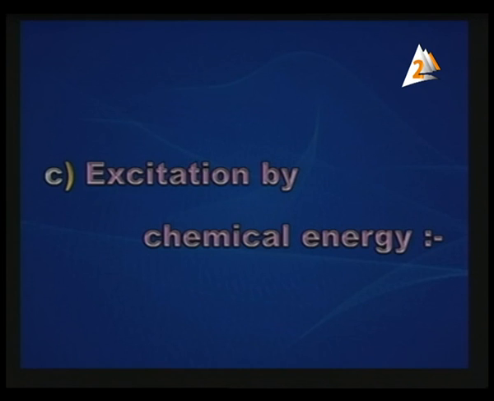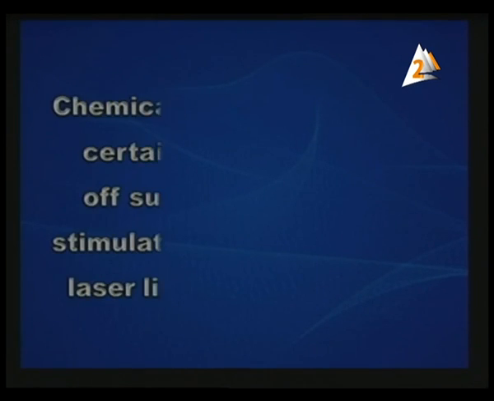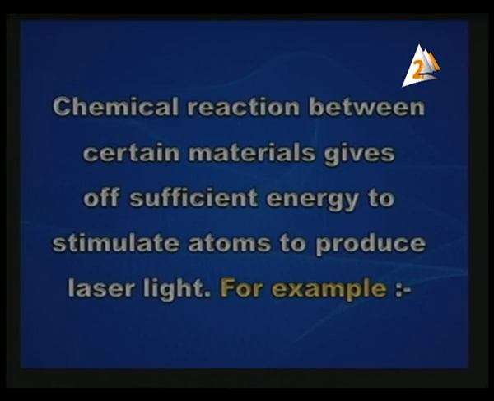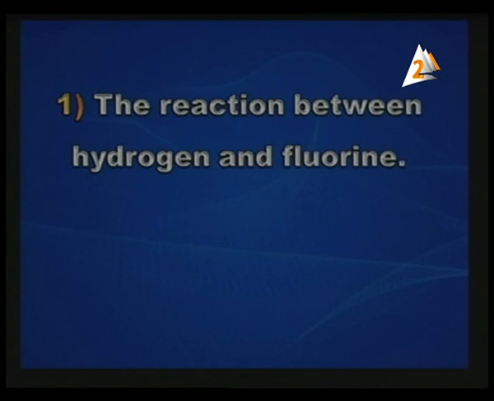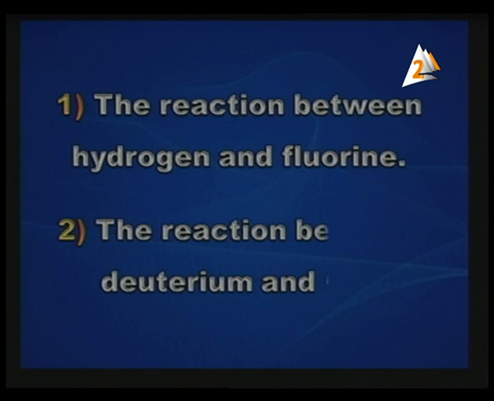Excitation could be done by chemical energy. A chemical reaction between certain materials gives off sufficient energy to stimulate atoms to produce laser. For example, the reaction between hydrogen and fluorine, the reaction between deuterium and carbon dioxide.